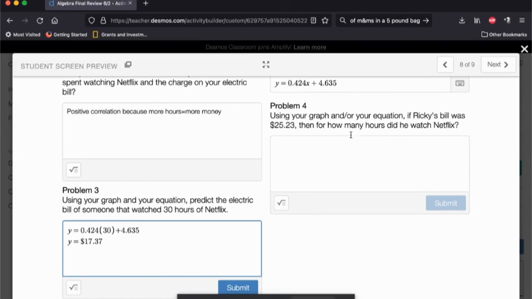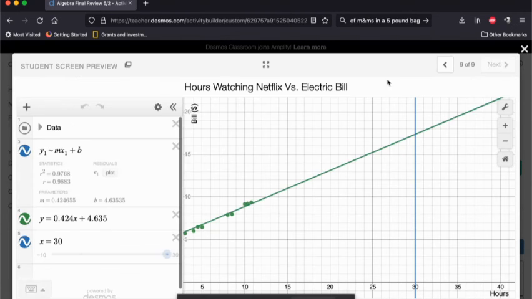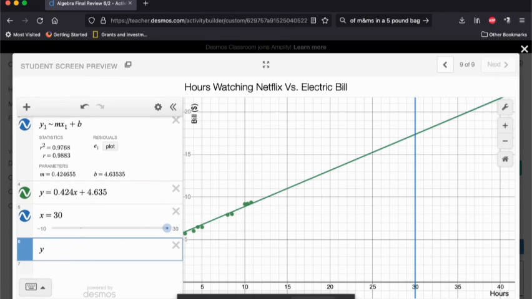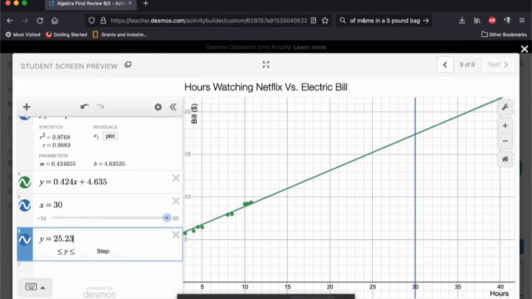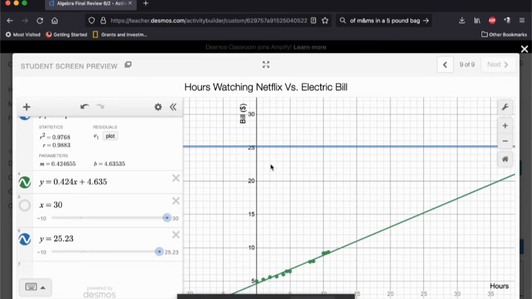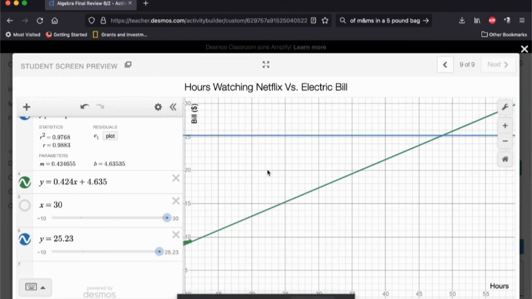All right. This one is saying, oh, if this is the bill, how many hours? Well, because the bill is a y value, my alternative is I can type in y equals 25.23. I'll turn off my x value here. And if you zoom out, you'll see here's my horizontal line at $25.23. It intersects my curve and says at about 48.5 hours.